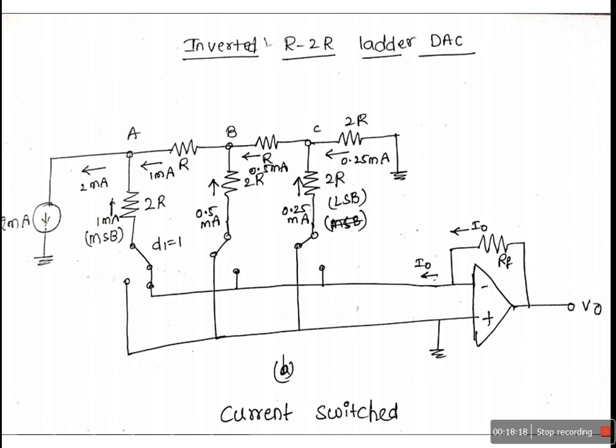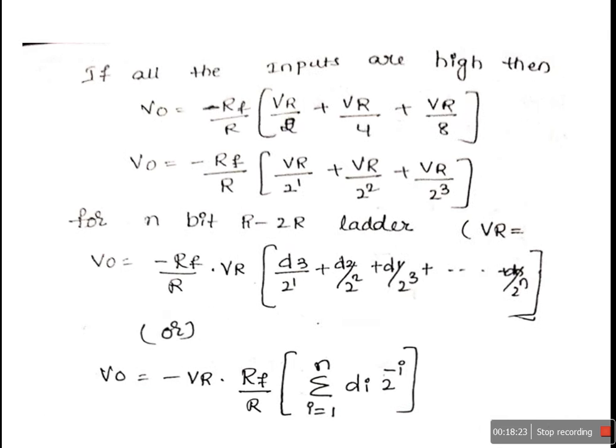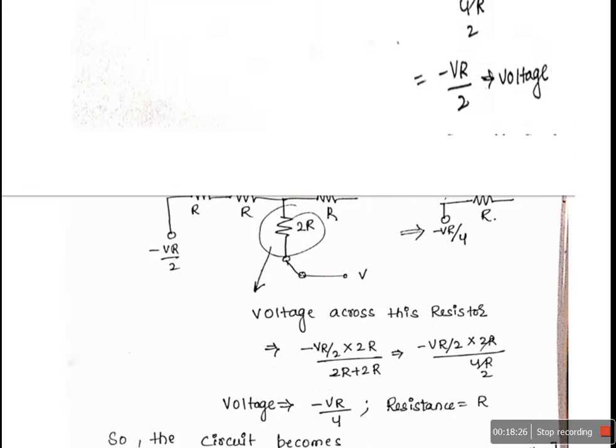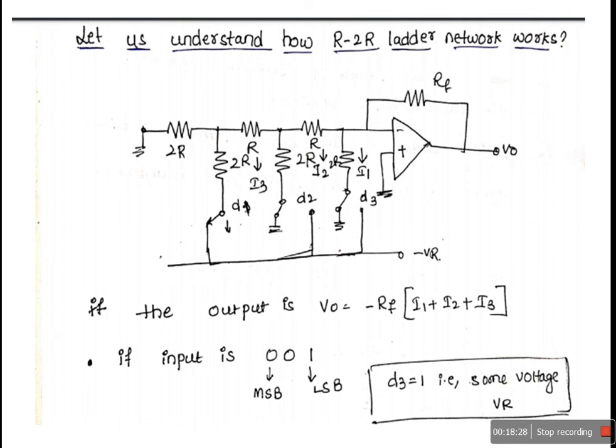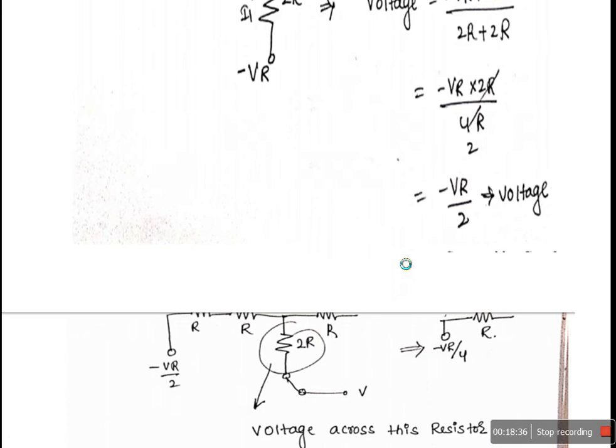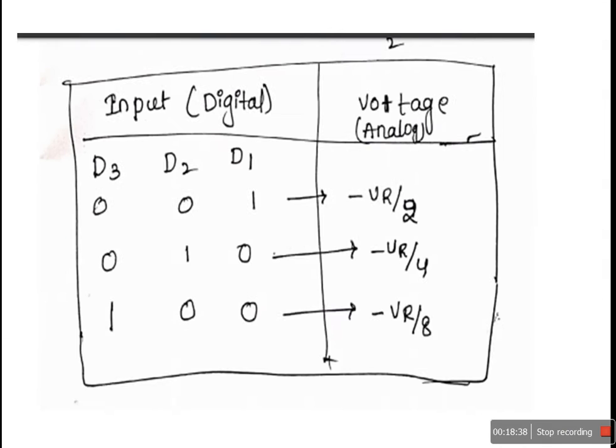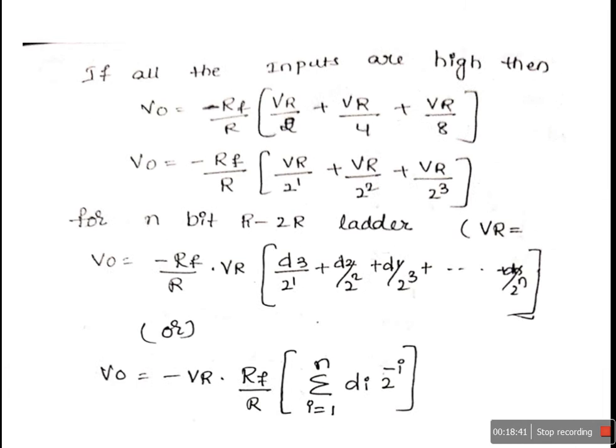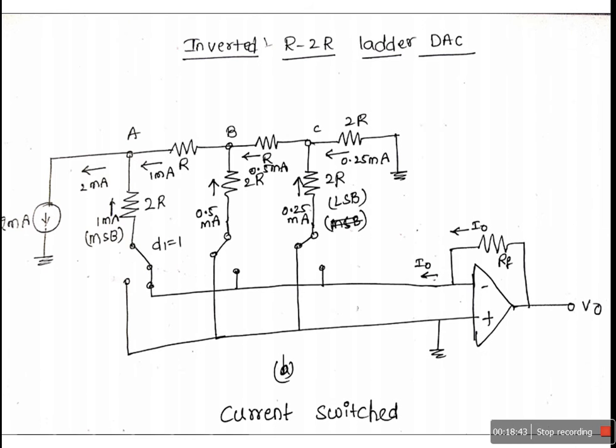So this is the inverted R to 2R ladder network. The difference is, in the previous case, the R to 2R ladder network, I am connecting the switches to either ground or voltage. But in the inverted R to 2R ladder network we are connecting the switches to a current source. Instead of voltage, here I am taking the current source. And one more difference is I am interchanging the LSB and MSB positions.